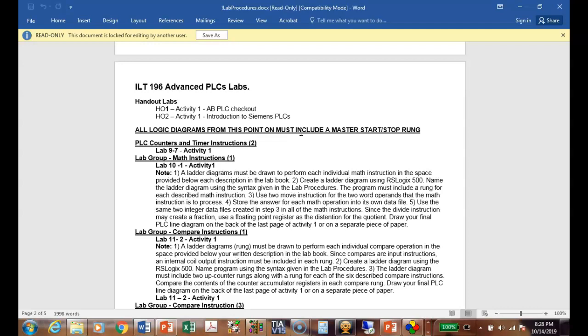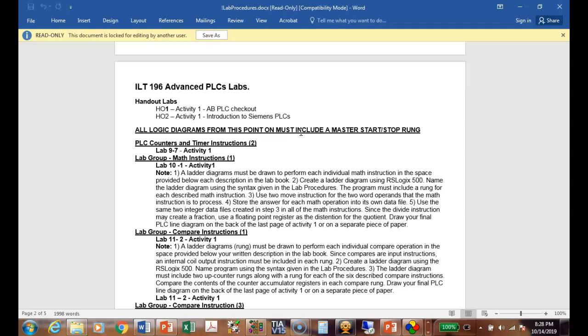And how are those operands going to get in there? They're going to get in there by move instructions, right? You understand that? So when you get these labs, make sure you read this, because it's going to explain a lot more in detail what you need to do with each one of these things. Draw your final ladder diagram on the back of the last page, or on a what? On a separate piece of paper.